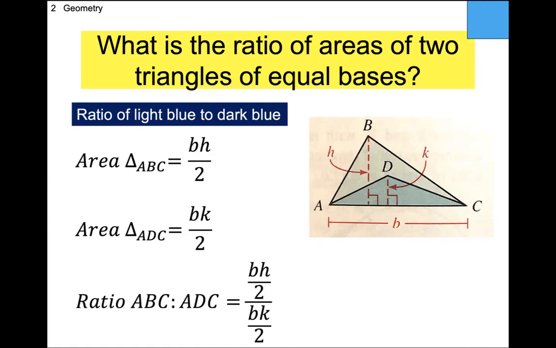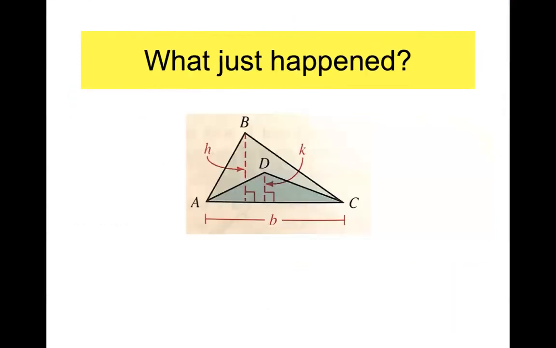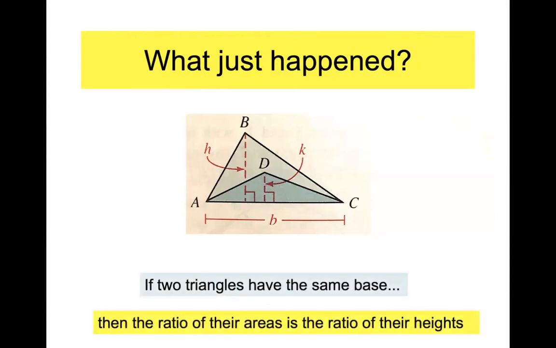And then I'll do the same darn trick, copy dot flip. So I'll do a copy of the top fraction, BH over 2, times the bottom fraction flipped, and a whole bunch of things cancels. The 2's cancel, the B's cancel, and so I'm left with H over K. So if you have two triangles that share the same base, and I ask you to create the ratio of their areas, we find out it's actually the ratio of H and K, the heights of those two triangles. So what just happened? Two triangles share the same base. The ratio of their areas is equal to the ratio of their heights.